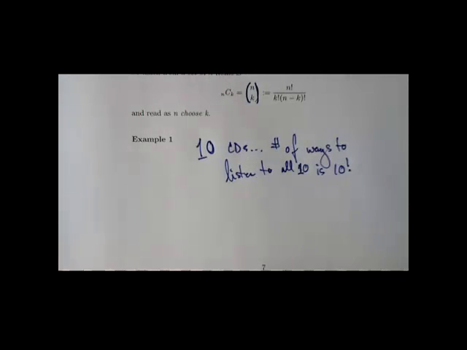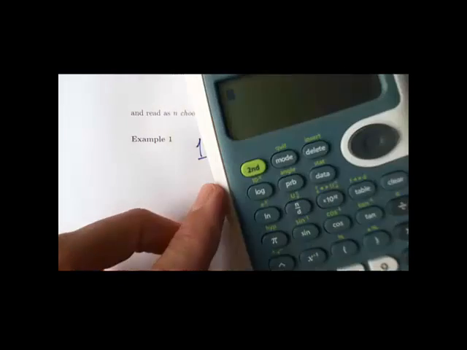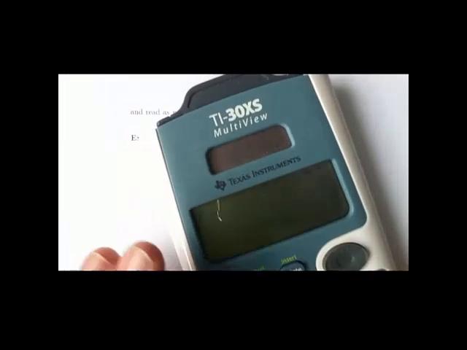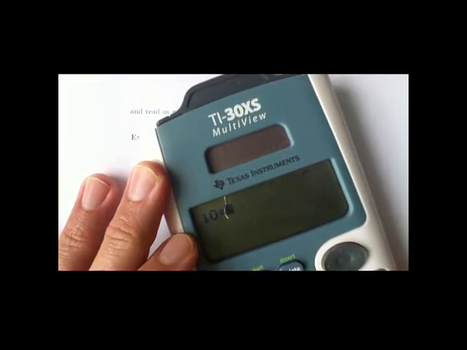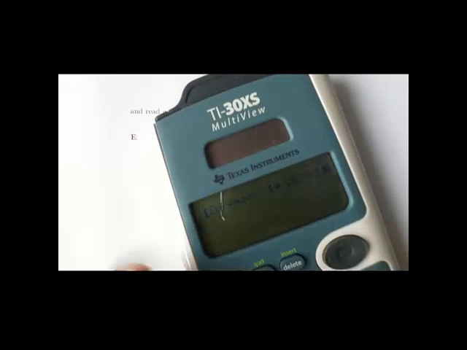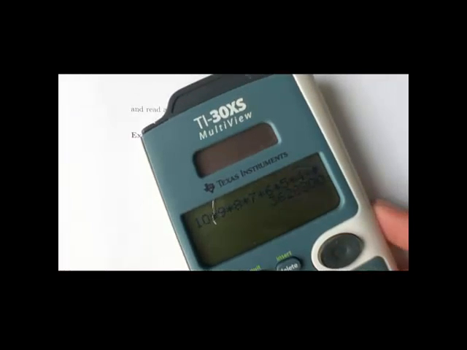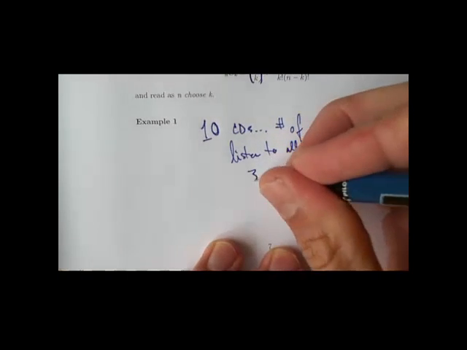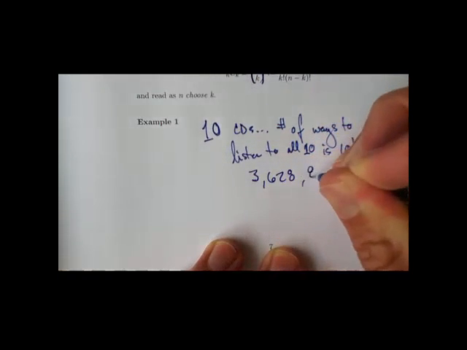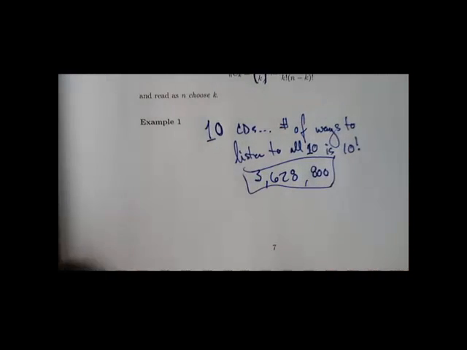Now, I am going to use my calculator on this, if I can find it. Well, can't find the one I wanted, but we'll do it the old-fashioned way here. 10 times 9 times 8 times 7 times 6 times 5 times 4 times 3 times 2 times 1. Whoa, that's 3,628,800. Okay, that's a lot. These numbers get really big, really fast.